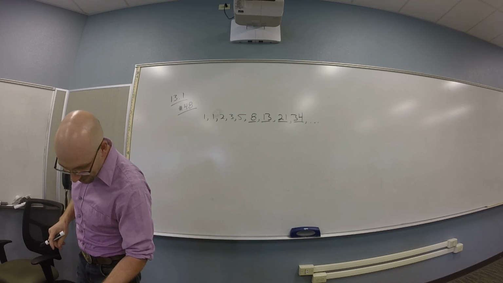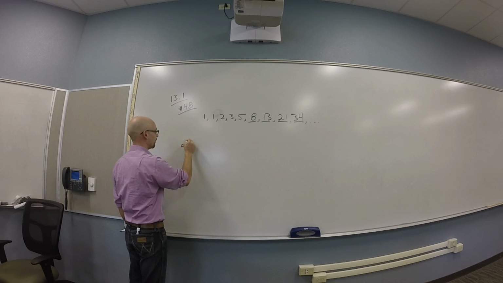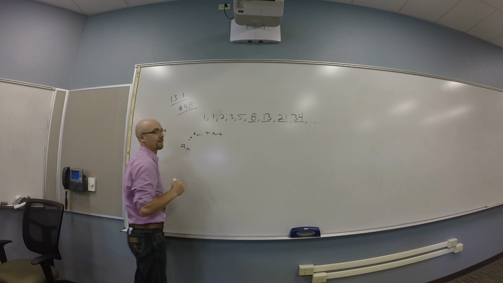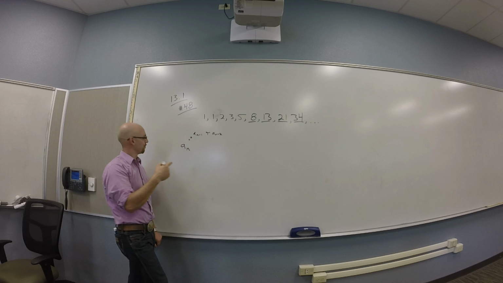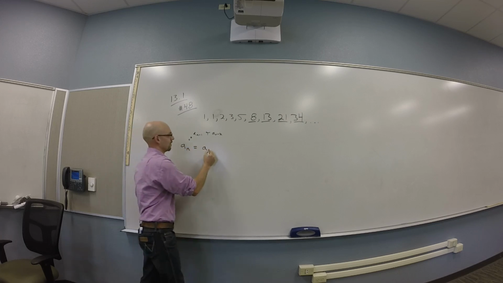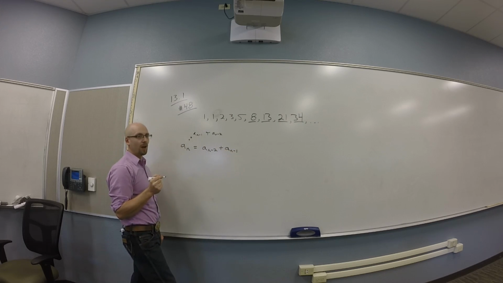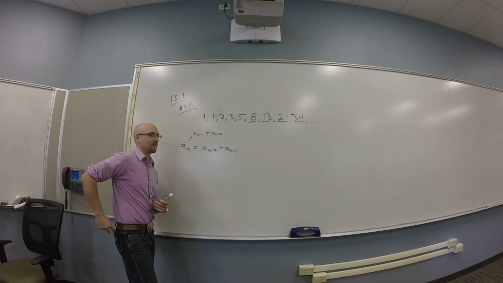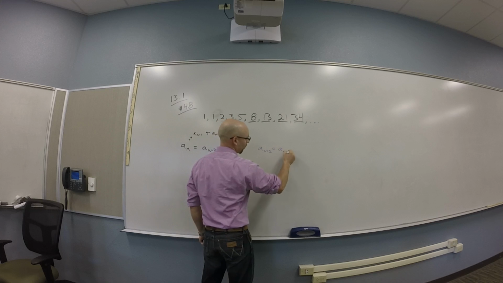Okay, so then I'm supposed to write an expression for a_n in terms of a_(n-1) and a_(n-2). So how do you get the next term from the previous two? You just add them together, right? a_(n-2) plus a_(n-1). You all see that? I think I wrote this out the other day as a_(n+2) is a_(n+1) plus a_n.